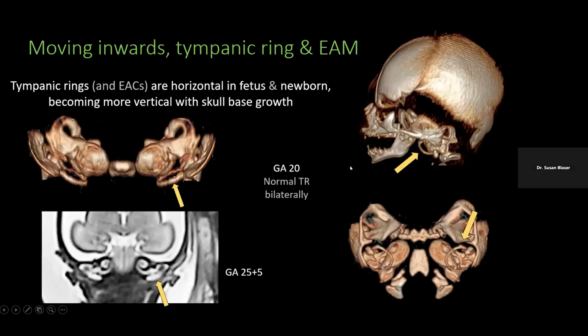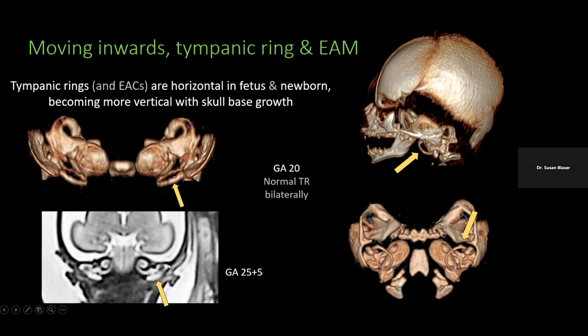Now let's move inwards, and this is something that we don't really think about. So we're going to talk a little bit about the tympanic ring and the external auditory meatus. Tympanic rings and EACs or EAMs are horizontal in the fetus and the newborn, and they become more vertical with the skull base growth. Taking a look at that tympanic ring in this 20-week-old, it's quite horizontal and will eventually straighten up with skull base expansion and growth.